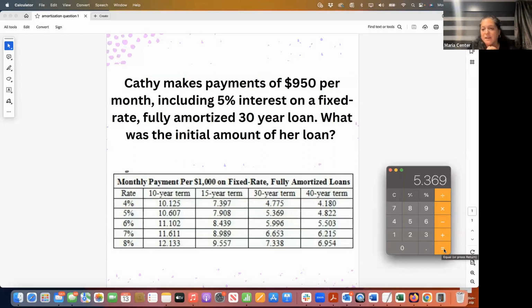We'll give them a second here. Kandyce, sing a little song or something. I'm just kidding. I'm singing along in the song in my head.